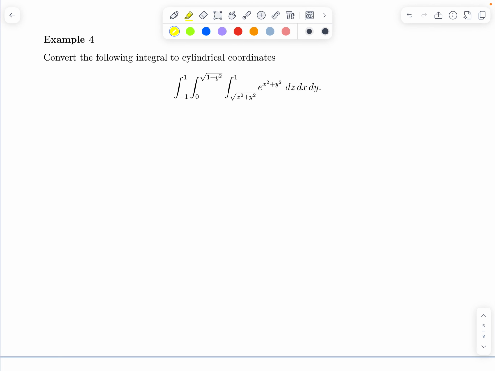So I'm going to go over example 4 from our notes for section 15.7. This is an example in which you're being asked to convert a rectangular triple integral into cylindrical coordinates. It is going to be similar to how we think about changing the order of a triple integral, in the sense that we're going to need to be able to redraw what our region is that we're integrating over.